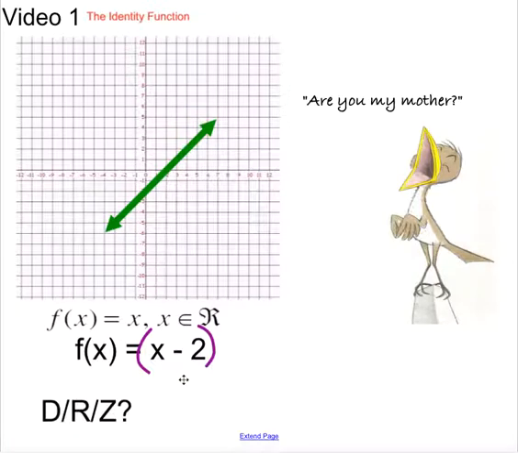So again, for the second part of this video, what you need to do in your groups is find the domain, range, and zeros of this newly transformed function.